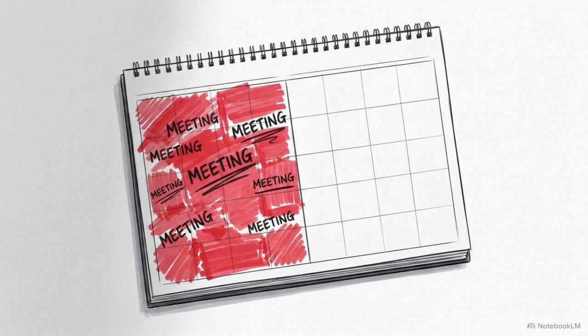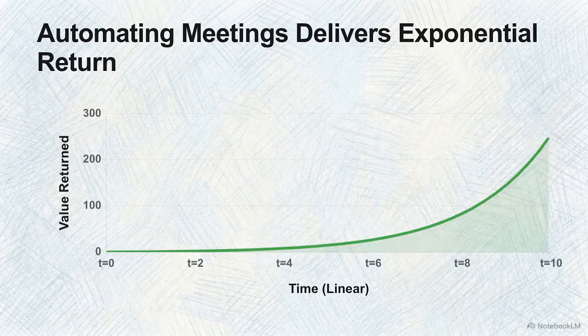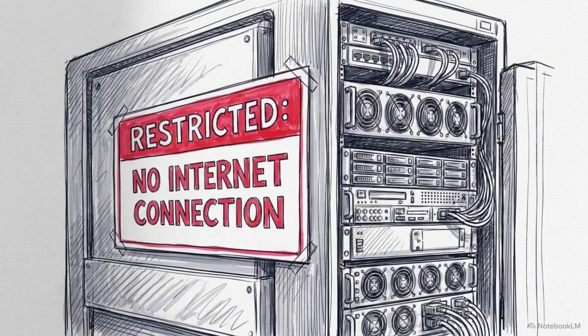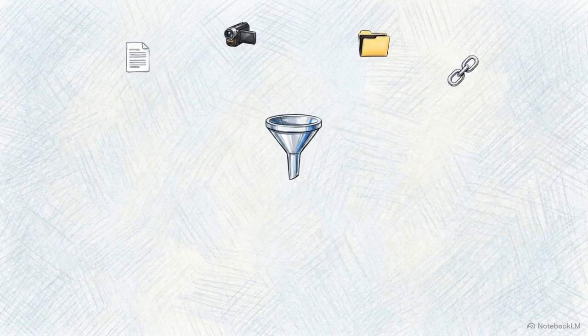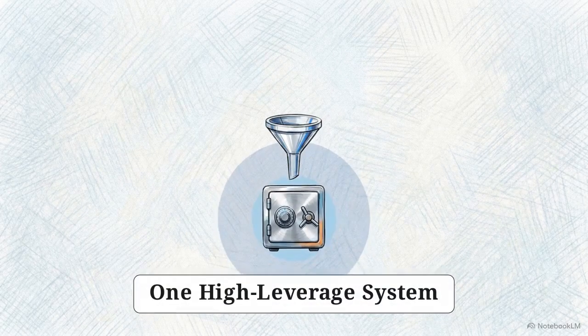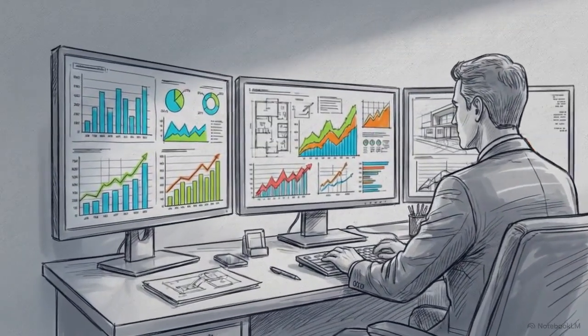If your calendar is your biggest bottleneck, adopt Notebook LM or Fireflies this week. Automating meeting ingestion offers the highest immediate return on your time. And if you have strict privacy requirements, skip the web tools entirely. Look into running open source models locally on your own hardware so your data never touches the internet. Integrating even one of these systems doesn't just save time, it gives you a massive level of leverage that was previously impossible for a single professional to manage.